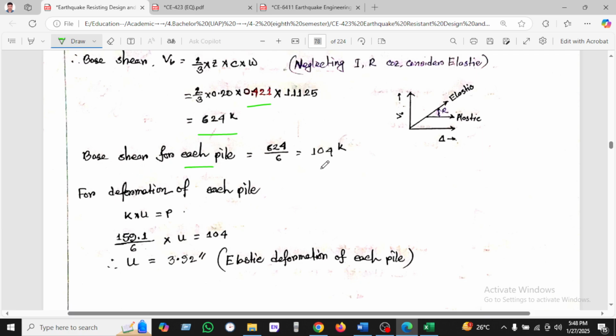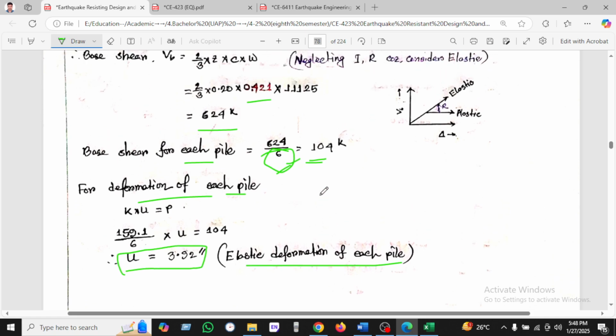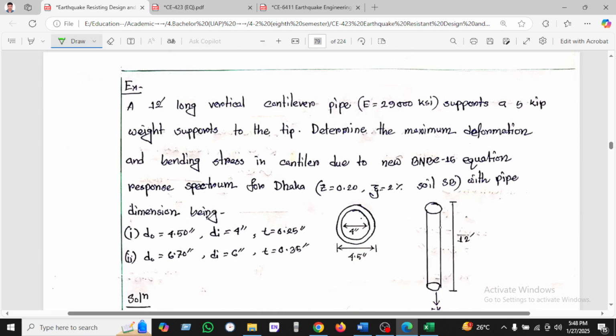For the base shear of each pile, we have taken the 6 piles, then we divided by 6 and found 104. The deformation of each pile, P equal to KU, and found 3.96. So the elastic deformation of each pile we can say 3.96.